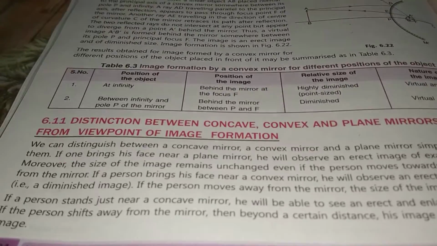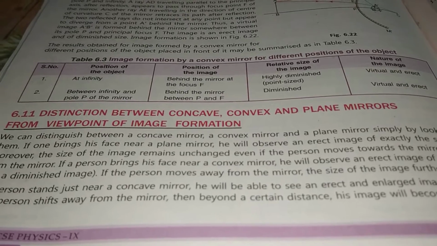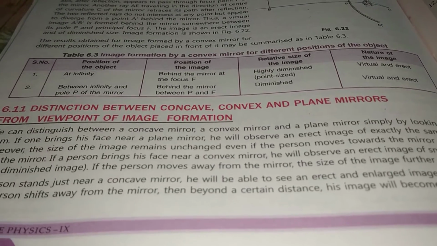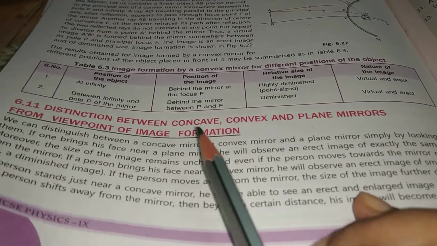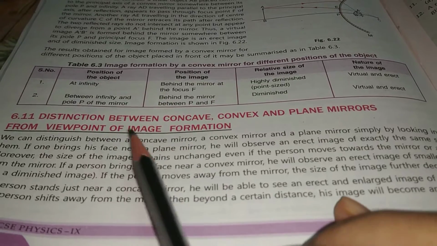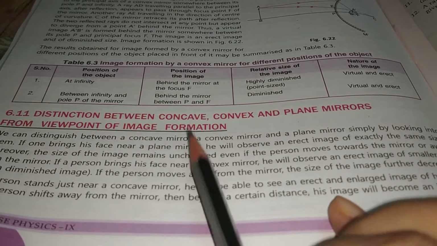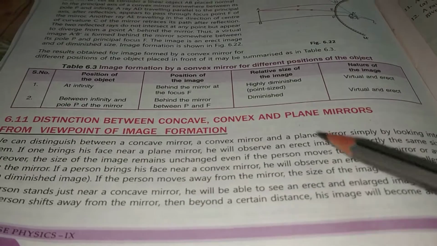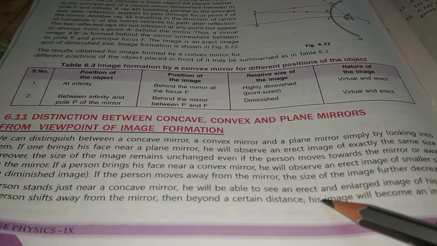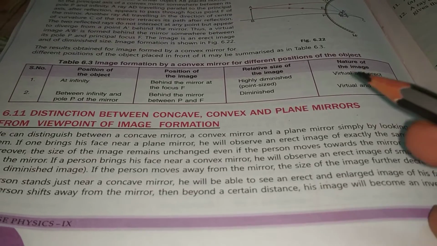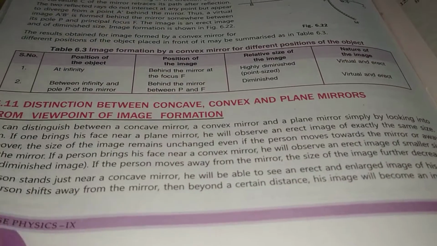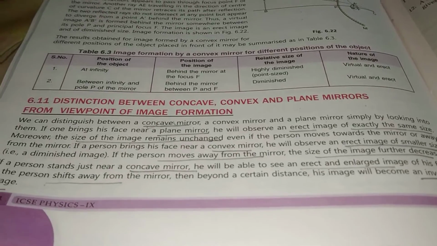Then one of the last topics is the distinction between convex, concave and plane mirrors. This distinction is based upon the viewpoint of image formation, what kind of image you obtain. So this is a very lengthy answer. If you are given this question, it basically comes for 2 marks. So what are the keywords that you should focus upon? Let me tell you. Here I have marked a few important terms.